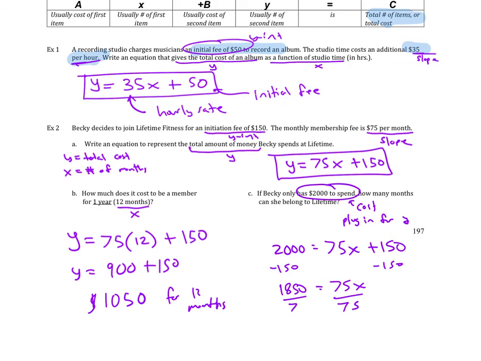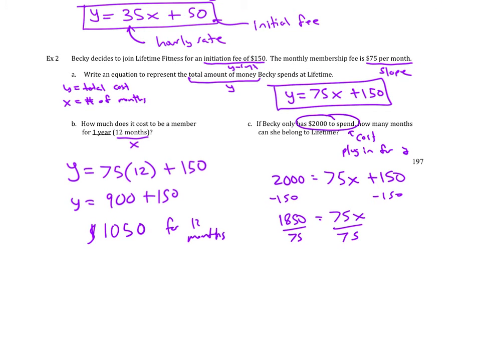I grab my calculator. And we see that we get 24.666, so 6 repeating, right? So 24.6 repeating equals x. Okay, so she definitely has enough for 24 months, but not 25. So we would say 24 months, right? Because you need to be able to pay that 25th month, and we only have 0.666666 of that.